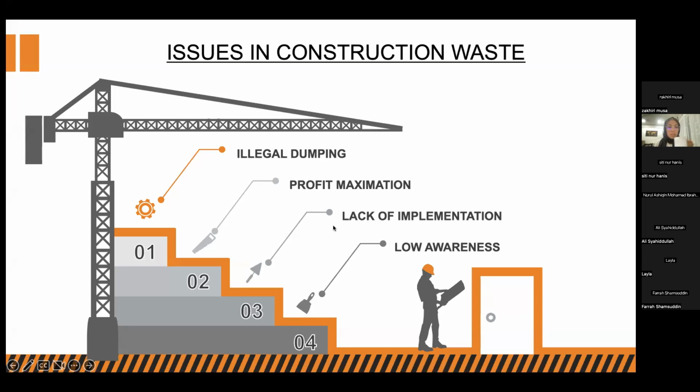The next is about the issue in construction waste. There are several issues that I found. The first one is illegal dumping, profit maximization, lack of implementation, and law awareness. So illegal dumping. It's found that 336 tons of construction waste were disposed of illegally in Kuala Lumpur in 2020. So it's quite a big number. The data that I got is from SW Corp.